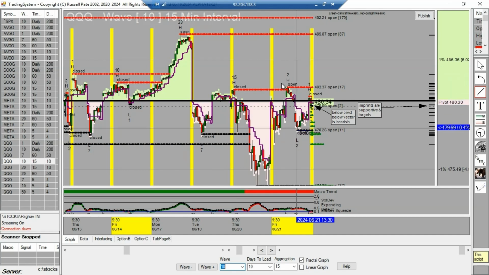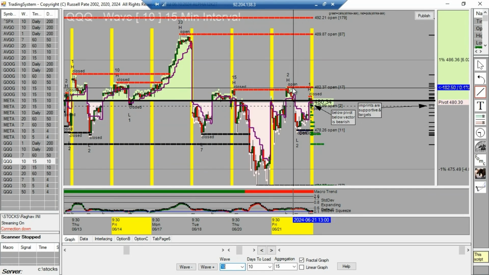Okay, for example, right here we transition below the pivot, so we formed a black resistive imprint. So this is going to work as resistance too. And of course, this is also going to work as a target because, like you guys know, the market makers are always taking out highs and lows because the stops are lying over there. So you can take that as a similar concept to this.